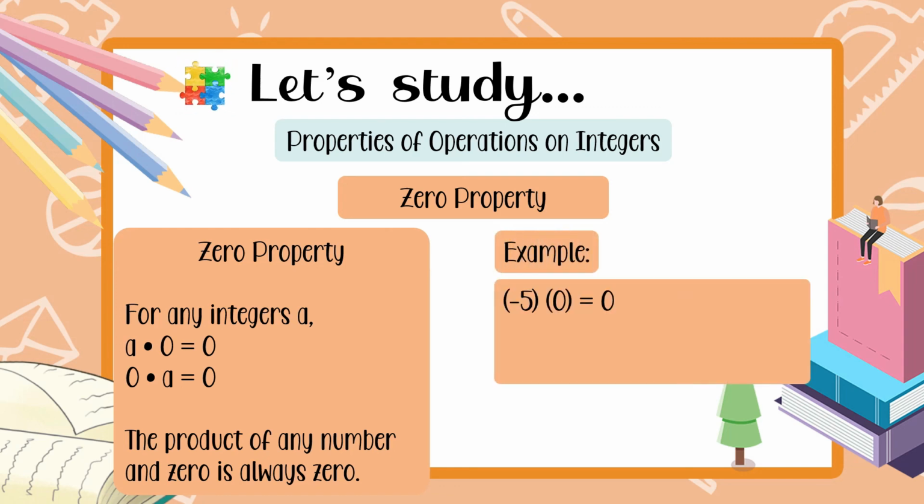Example, negative 5 times 0 is equal to 0. 0 times 63 is 0. 0 times 4 times 9 times negative 2 is equal to 0.